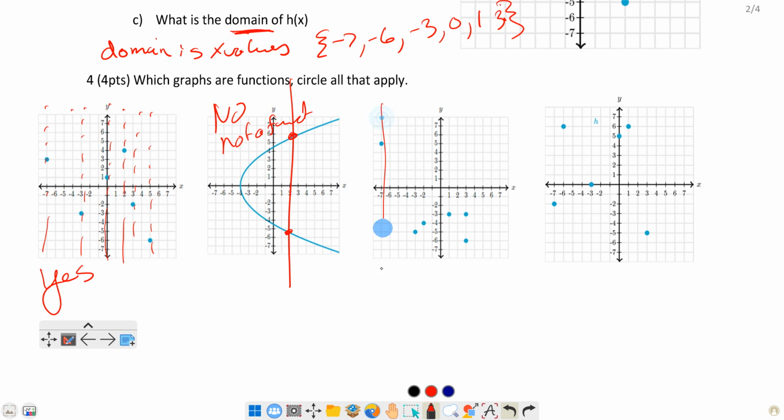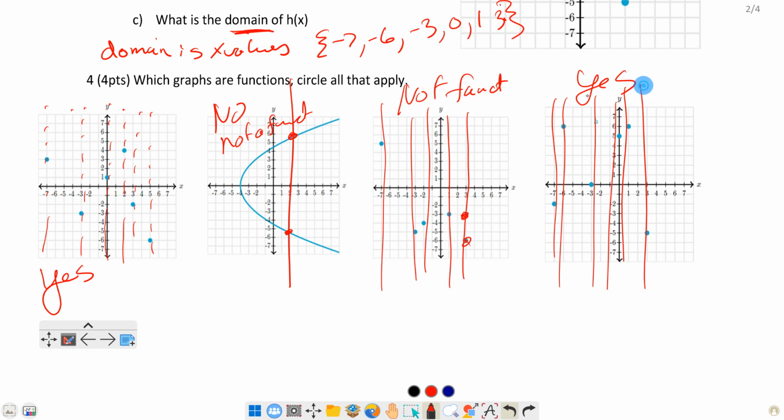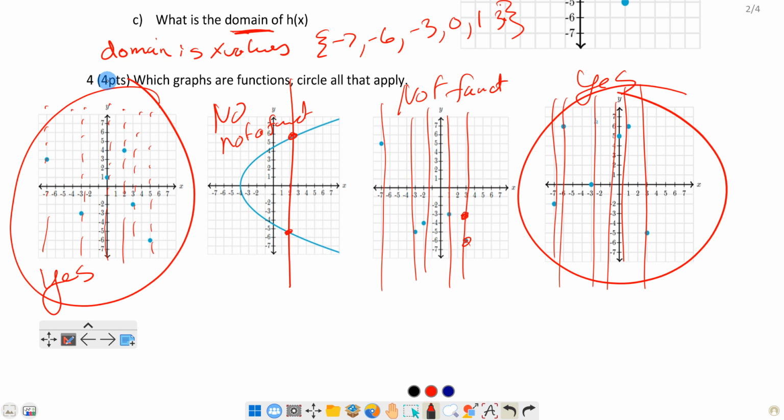And then here, we go through here, here, here, here, and then all of a sudden we've got two dots there, so not a function. And then we do the same thing here, here, here, here, here, and here, and they only ever pass through once, so yes, it is a function. So I'll circle that one, and I'll circle this one.